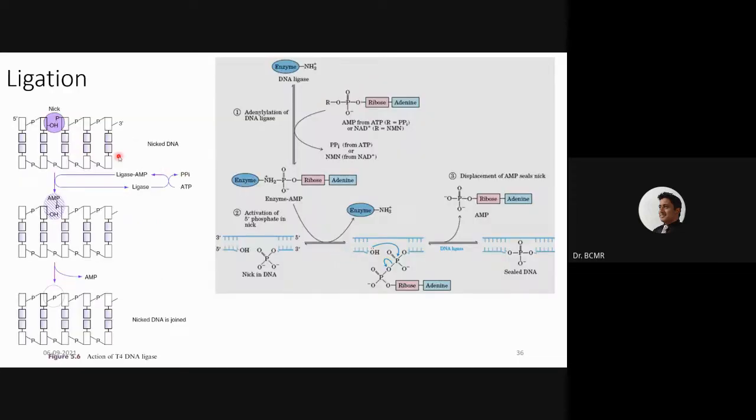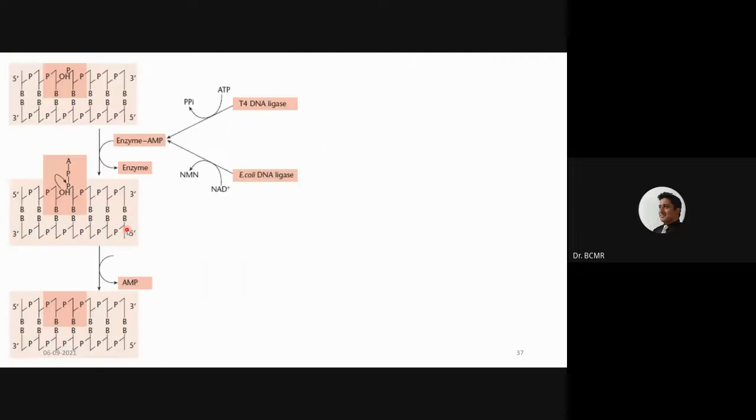So we discussed ligation and the enzyme that is used. We discussed T4 DNA ligase and E. coli DNA ligase. Predominantly, T4 DNA ligase is used in the labs because it is much more efficient and can ligate even blunt ends. So they both can ligate sticky ends, but T4 DNA ligase can efficiently ligate even blunt ends, which E. coli DNA ligase cannot do.